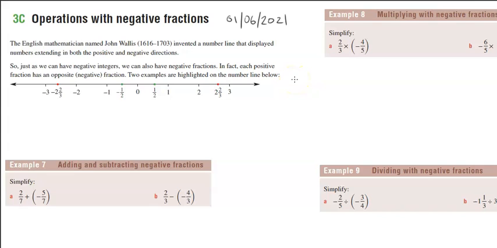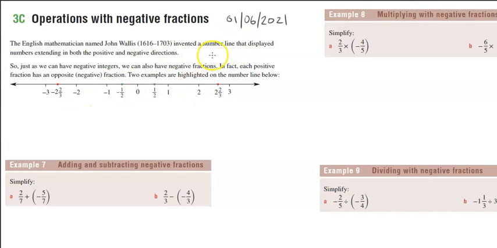In the world of math, the English mathematician named John Wallis invented a number line that displayed numbers extending in both the positive and negative directions. So just as we have negative integers, and remember integers is just another word for whole numbers, we can also have negative fractions. In fact, each positive fraction has an opposite negative fraction. Two examples are highlighted on the number line below.